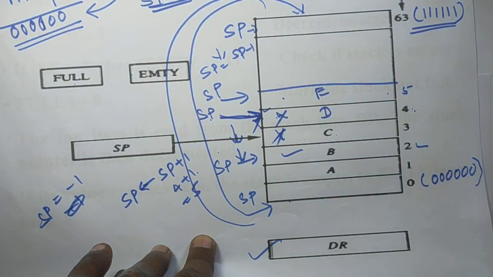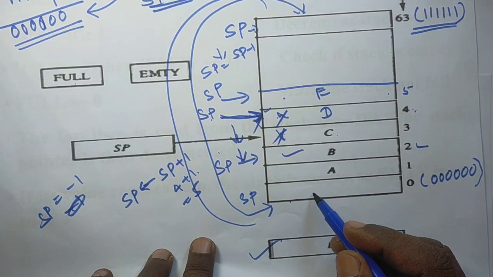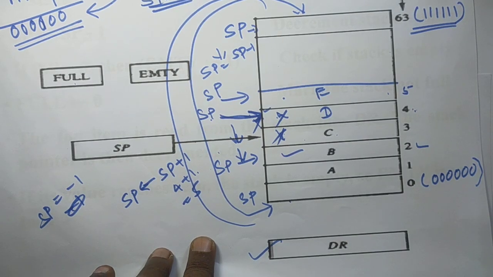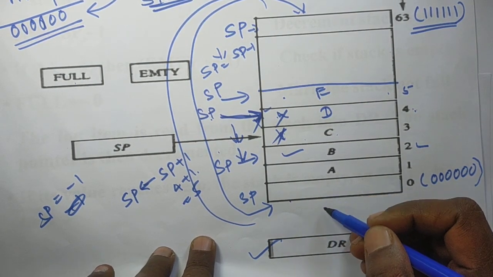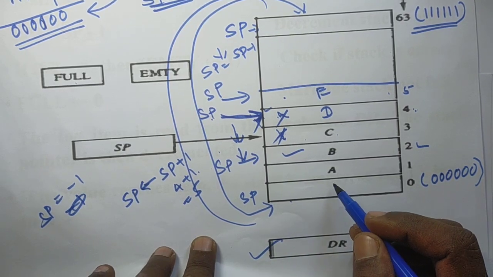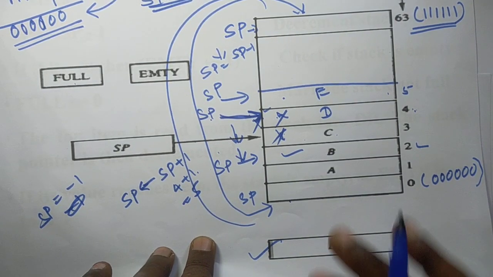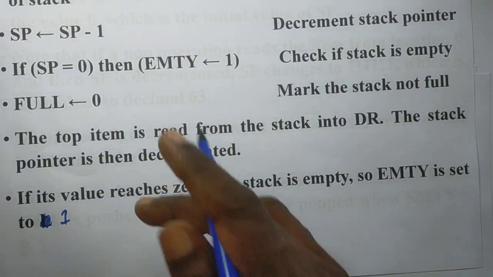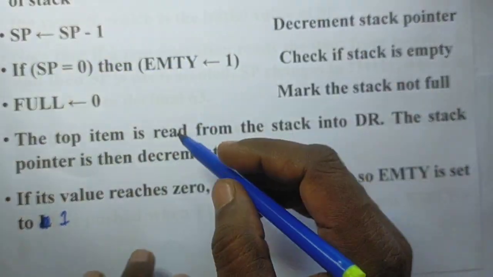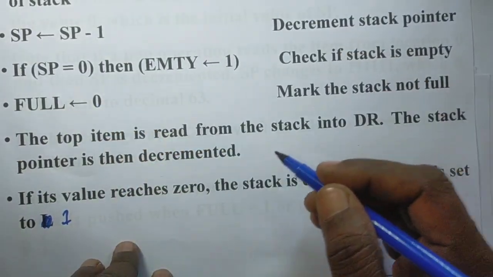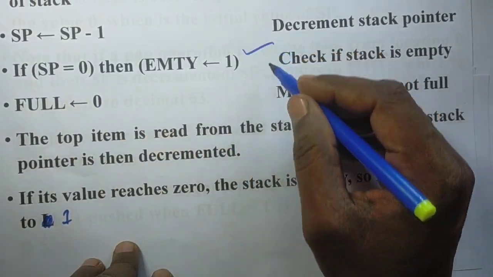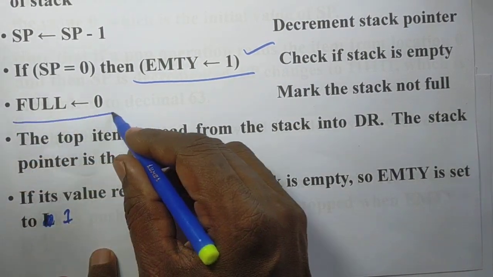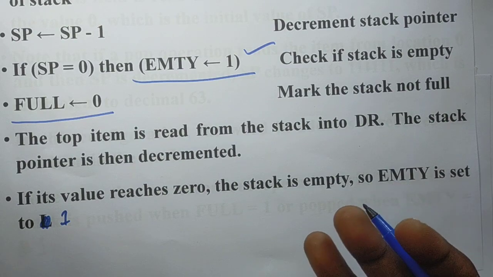In that case, what happens? SP decreases, and the last will get SP equal to 0. If it decreases and the last gets 0, then no data is there after that, because if it decreases again from SP 0, there is no data. In that case empty is 1, and full is 0. After decreasing, if the last SP is equal to 0, then empty is 1. That means there is no data. Then full is 0, because no data means full is not there.